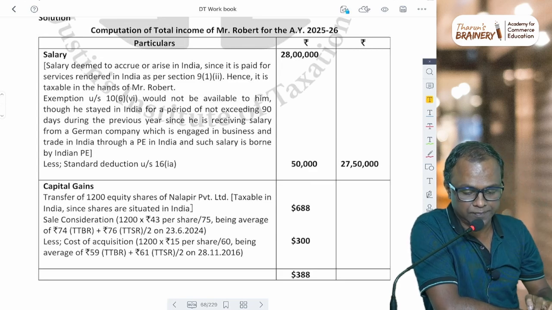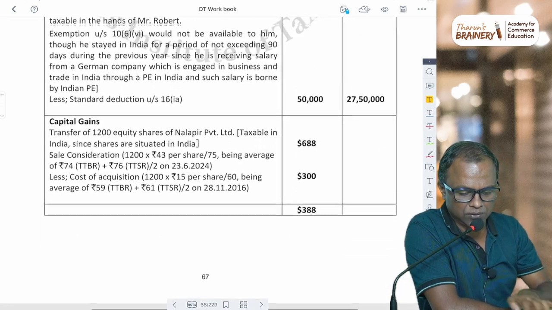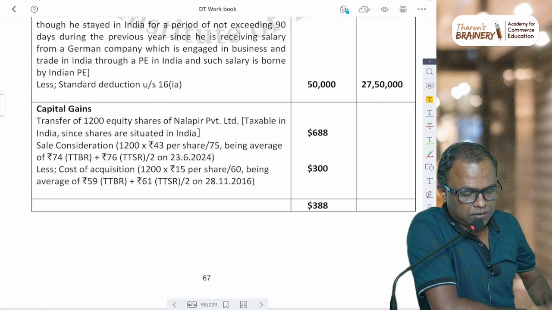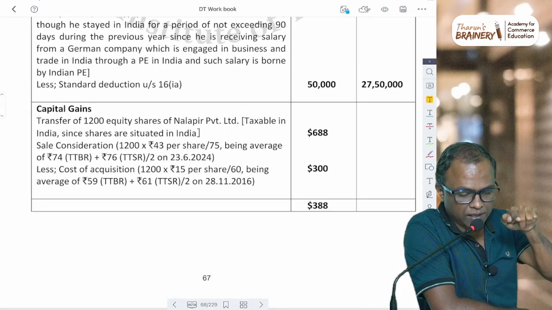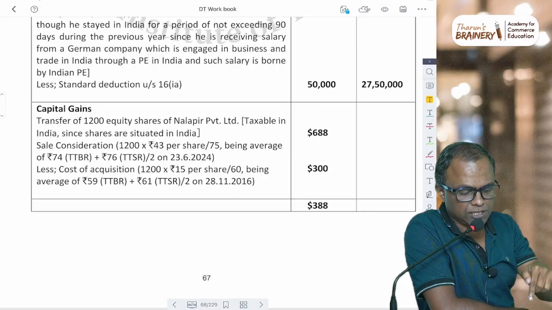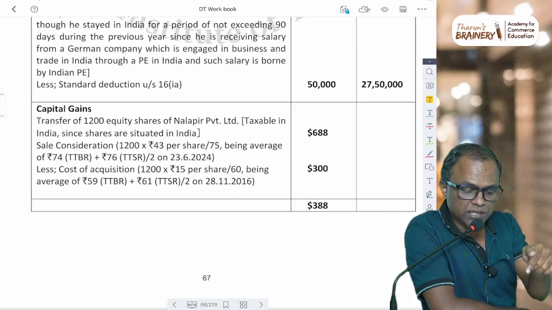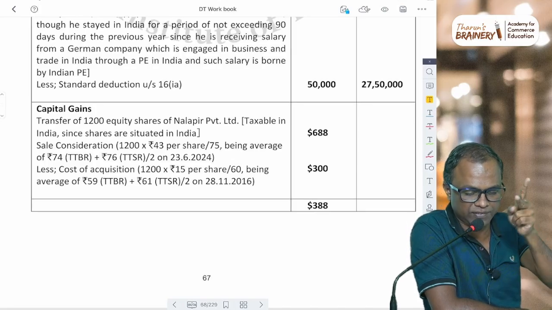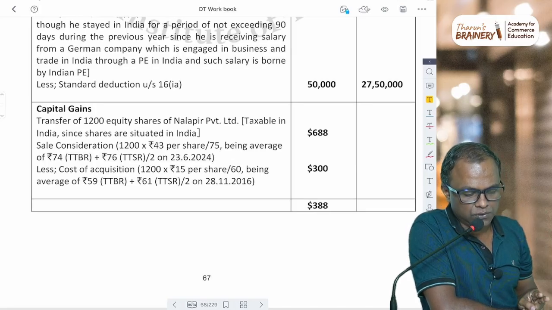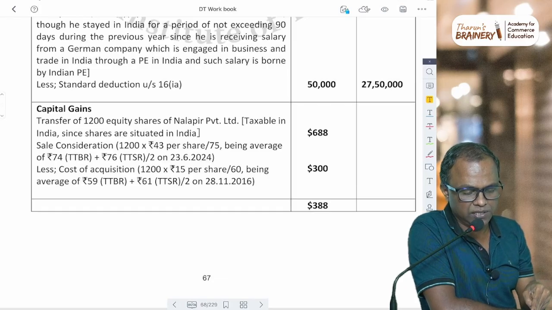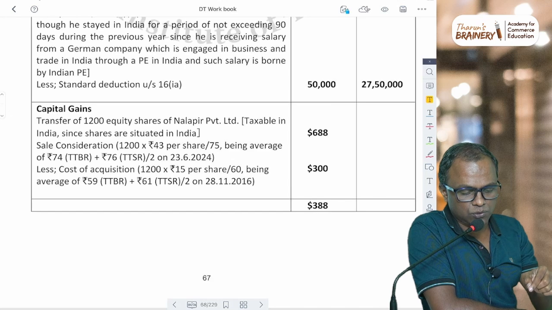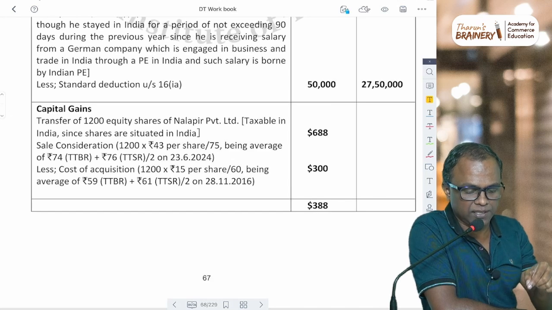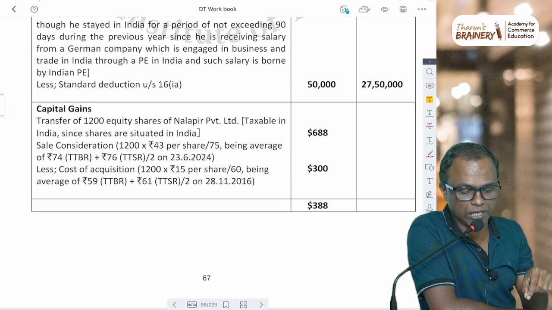So regarding capital gain. Salary is simple, right? Now capital gain. Transfer of 1,200 shares of Indian company. Actual transfer is in INR, 1,200 into rupees 43 per share. To convert it into dollar, we have to divide it by average rate on the date of transfer. So average of 74 and 76, the buying rate and selling rate, is 75. So 1,200 shares into rupees 43 divided by rupees 75 per dollar.